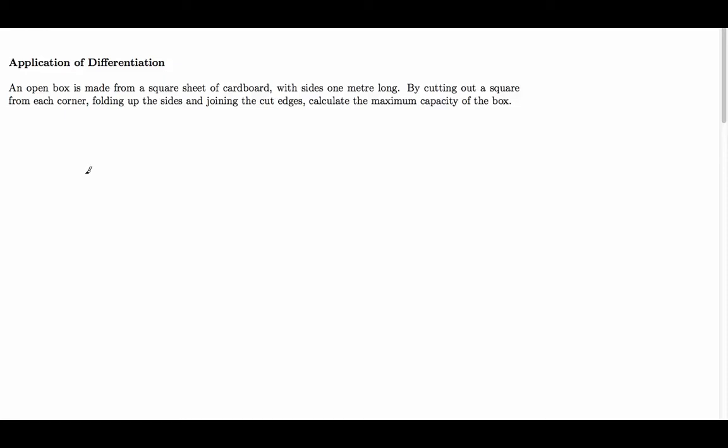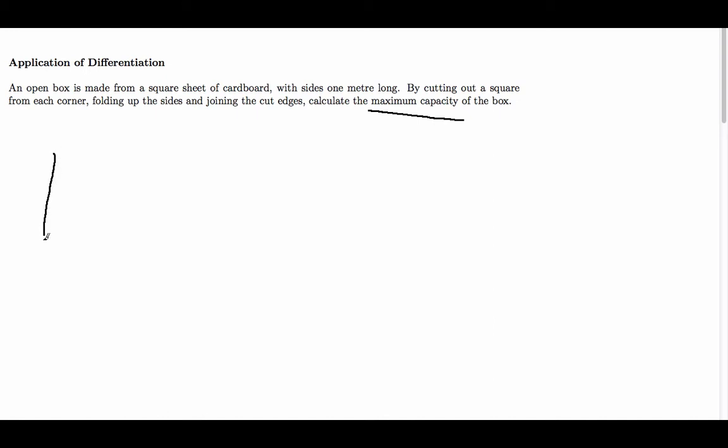In this question, we're told that an open box is made from a square sheet of cardboard with sides 1 meter long. We create the box by cutting out a square from each corner, folding up the sides and joining up the cut edges. The question would like us to calculate the maximum capacity of the box.